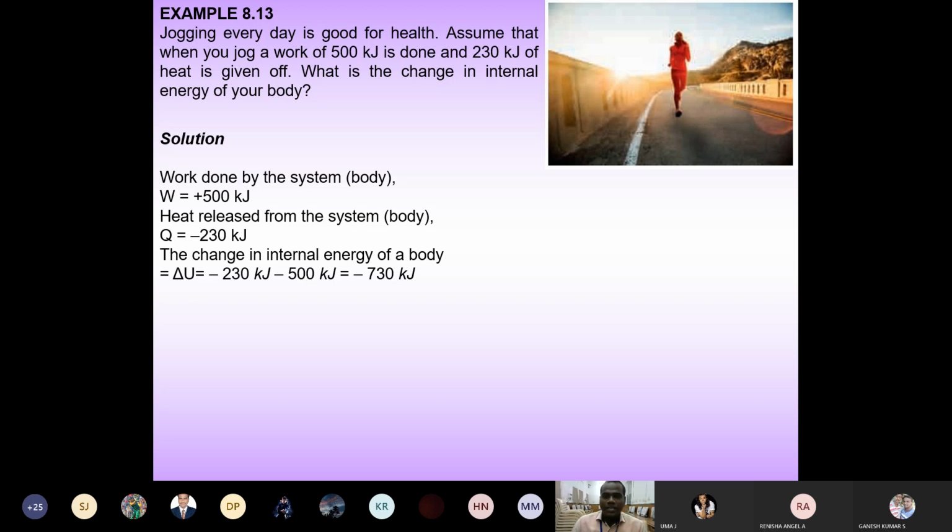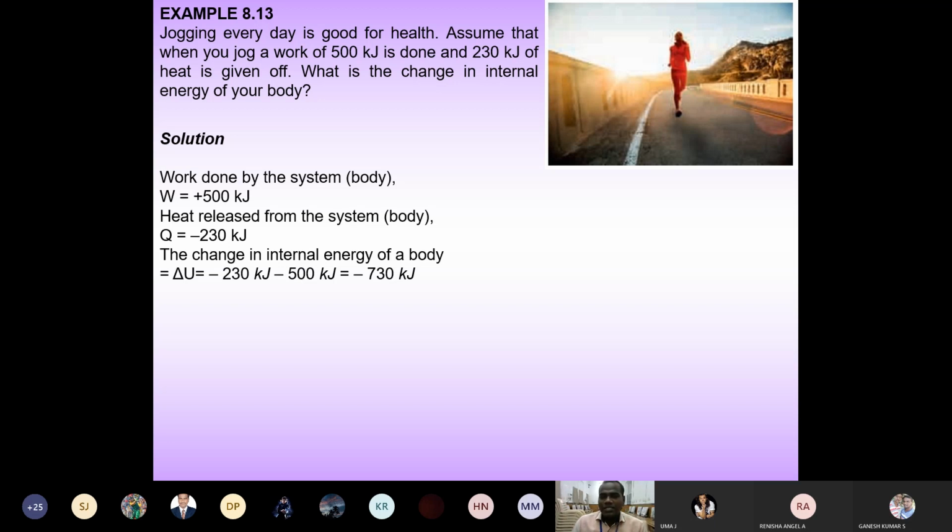Here, work done by the system, right? The body is doing work, so the W value will be positive 500 kilojoule, and heat released from the system, so the Q value will be minus. If you apply these values to the first law of thermodynamics, delta U is equal to Q minus W. So we have minus 230 kilojoule minus 500 kilojoule, which is minus 730 kilojoule. So this is the change in internal energy.